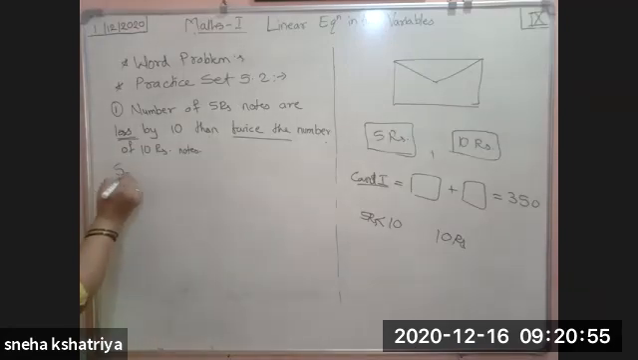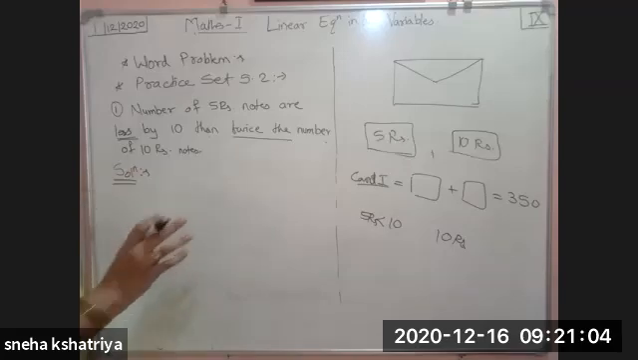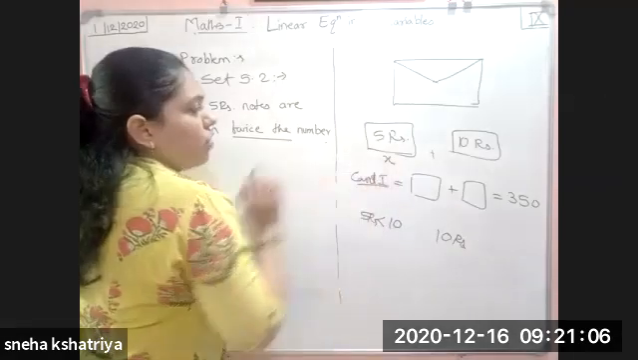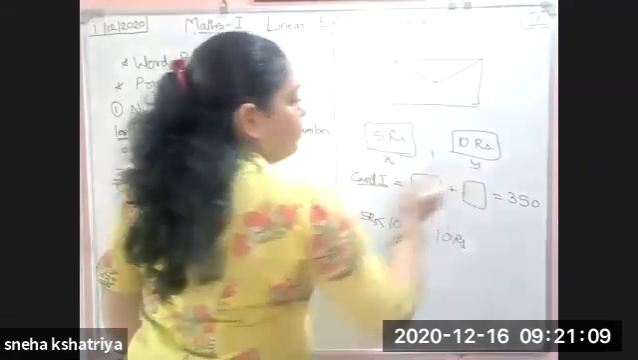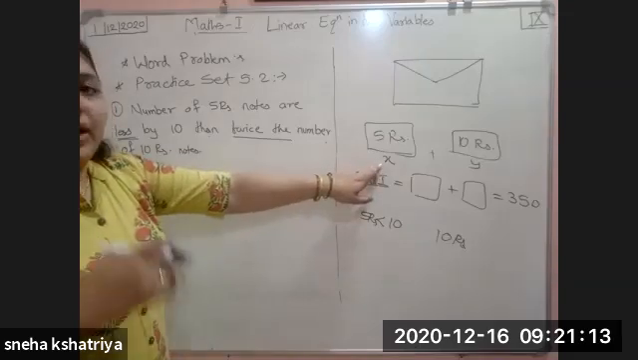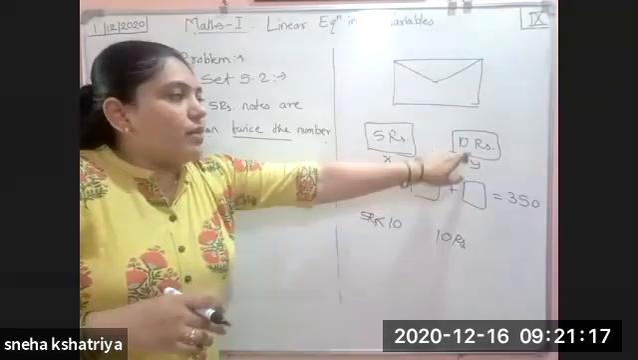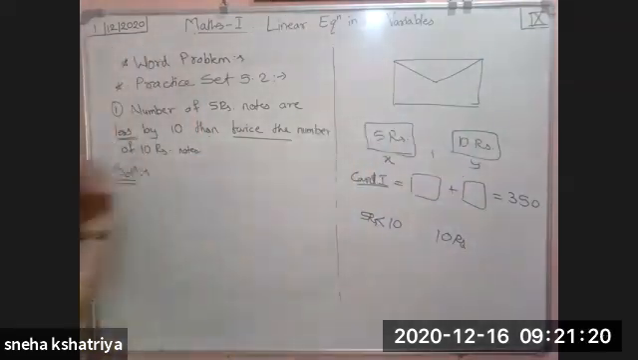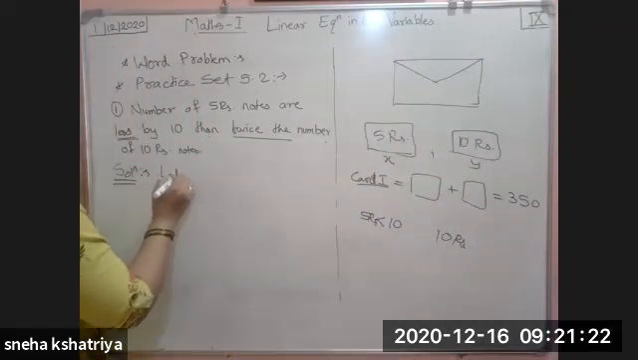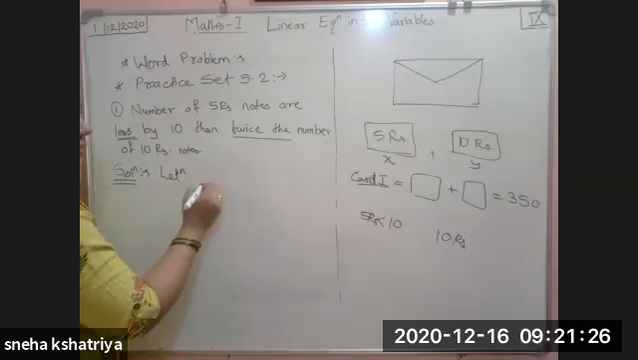So first of all, in the solution, what will come? Let us suppose there are X notes of 5 rupees and Y notes of 10 rupees. How much they are, we don't know. We have to find out. We have supposed that X notes are there of 5 rupees and Y notes are there of 10 rupees. So we will write it down here. Let 5 rupees notes be X.